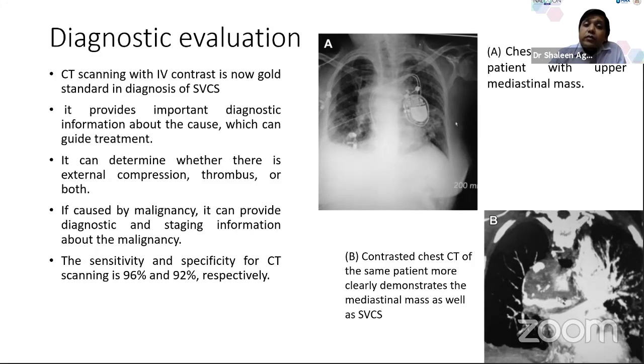It also determines whether there is an external compression, a thrombus, or both. If it is caused by a malignancy, it can provide diagnostic and staging information about that malignancy. The sensitivity and specificity of CT are 96% and 92% respectively. And it can be clearly seen here that the CT provides a better resolution with respect to an X-ray chest for diagnosis of a part of the thrombus and the obstruction.